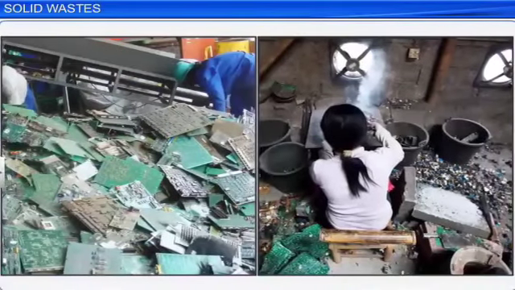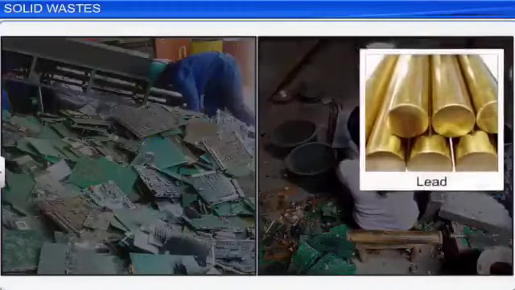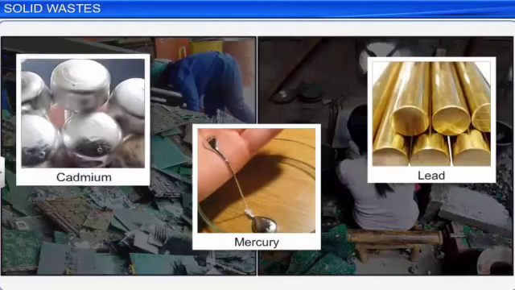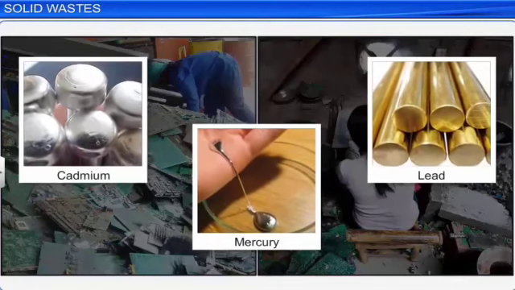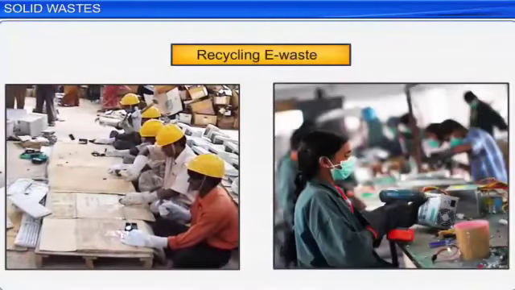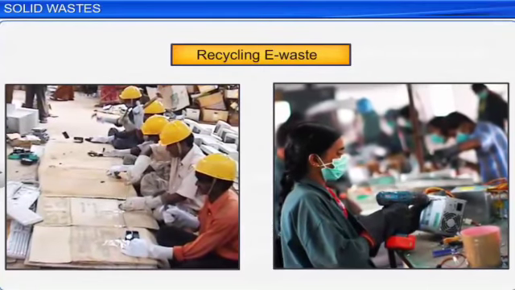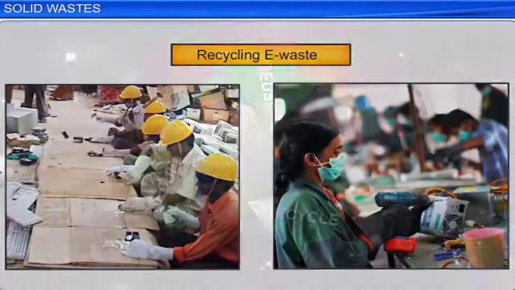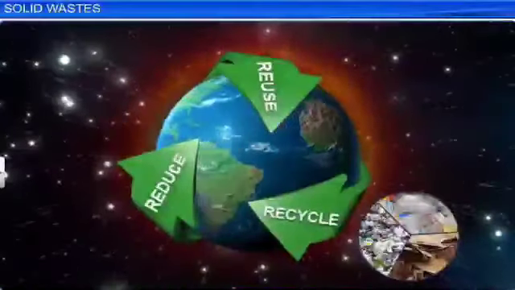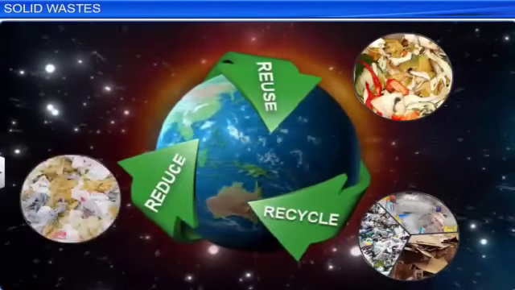Cheap laborers manually handle the e-waste and are exposed to toxic substances such as lead, mercury, and cadmium. Such toxic substances pose a threat to human health and the environment. Although recycling is the only solution for treating e-waste, the process must safeguard human and environmental health. Therefore, it is essential to recycle and reuse as many items as possible, as it plays a crucial role in managing and reducing solid wastes.